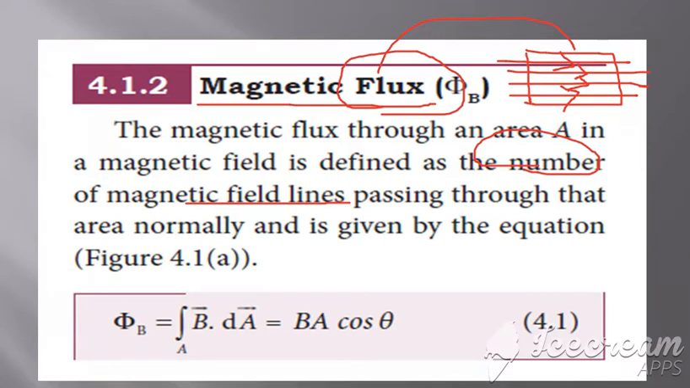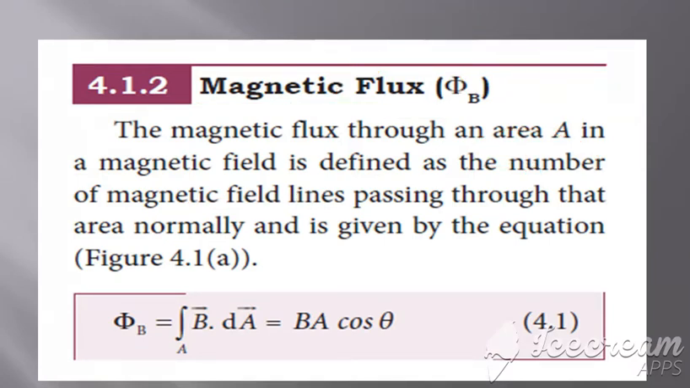What is the definition of magnetic flux? Magnetic flux through an area A is defined as the number of magnetic field lines crossing through the area. So phi equals integral of B dot dA, which equals BA cos theta. This is the formula for magnetic flux.